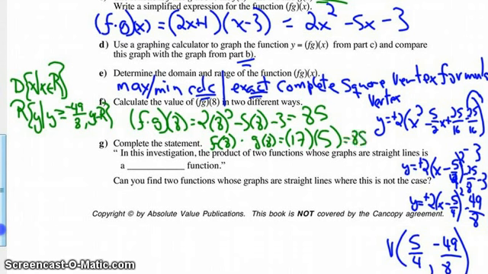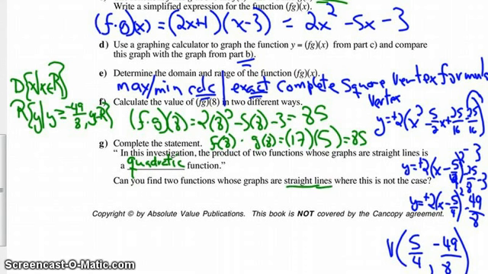In this investigation, the product of two functions whose graphs are straight lines is a quadratic function. Can you find two functions whose graphs are straight lines where this doesn't cause a quadratic function? Can you think of two linear functions that when you take their product does not create a quadratic?